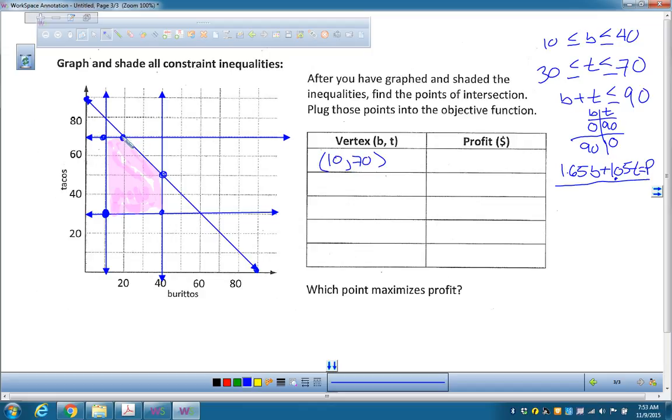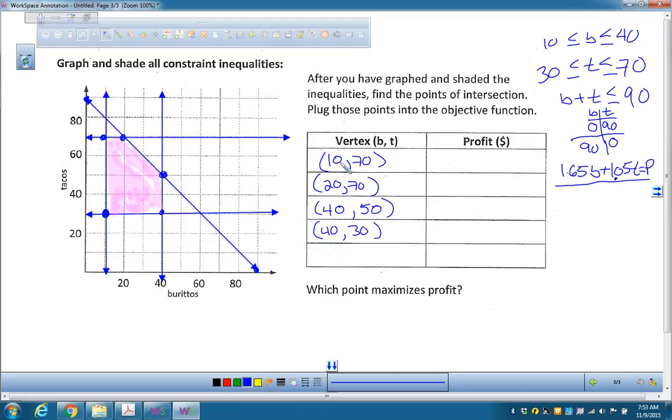This point is the next one I'm going to plug in, which is 20 comma 70, right? The next point is this one right here, which is, what's that? 40 comma 50, right? And the next point I'm going to plug in is this one down here, which is 40 comma 30, okay? Which probably you don't even have to plug in. I probably don't even have to plug in this one and this one, but I'm going to do it anyway, okay?